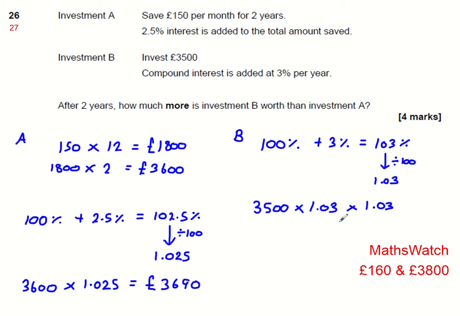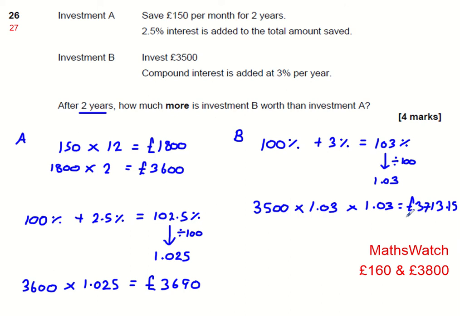In some textbooks and some revision guides, you may see this written as 3,500 times 1.03 squared, because 1.03 times by itself is squared, and that power is representing the number of years. So power of 2 for squaring would represent us doing this for 2 years. When we work that calculation out, so 3,500 times by 1.03 times by 1.03, we'll find that we will have saved £3,713.15.